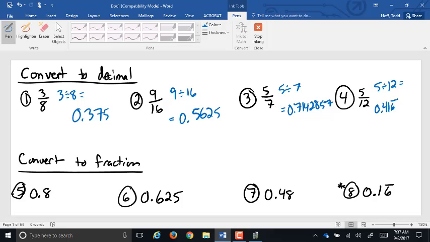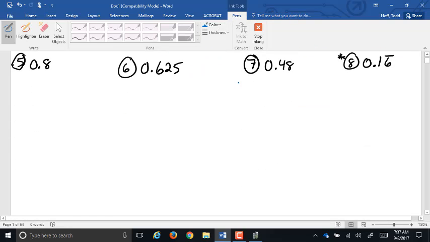Going in the other direction, from a decimal into a fraction, requires us to deal with the place values and then reduce fractions. So 0.8 is 8/10, but we do have to reduce that. Both of those can be divided by 2 to give me 4/5. Good.